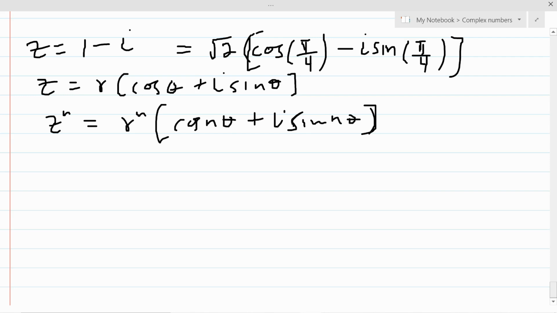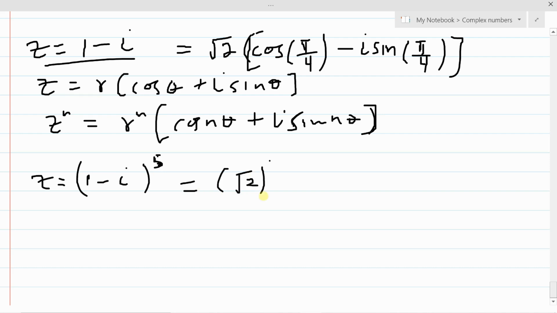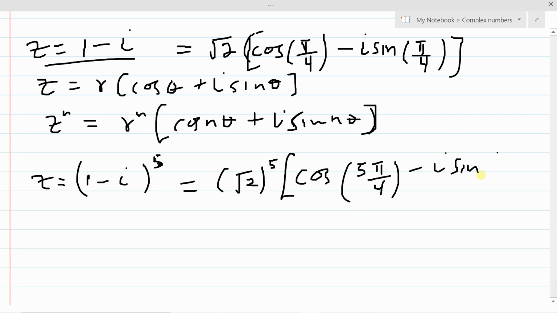If that is the case, then this complex number, z being equal to 1 minus i all to the power 5, is equal to square root of 2 all to the power 5, then we have cos of 5 times pi on 4, which is 5 pi on 4, minus i sine of 5 times pi on 4, which is 5 pi on 4. So this becomes it.